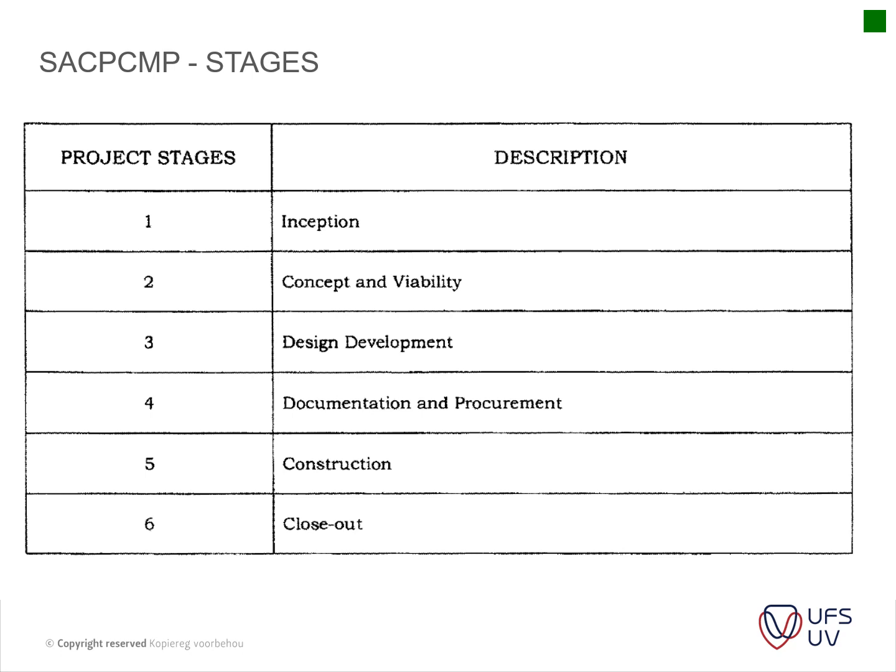Okay, so we're going to go through the 6 stages of the SACPCMP, where we have our inception, our concept and viability, our design development and documentation and procurement, and our construction stage, and then we've got our closeout. So as per the previous lecture where I've gone through all of that information, please make sure that you go through that as well.